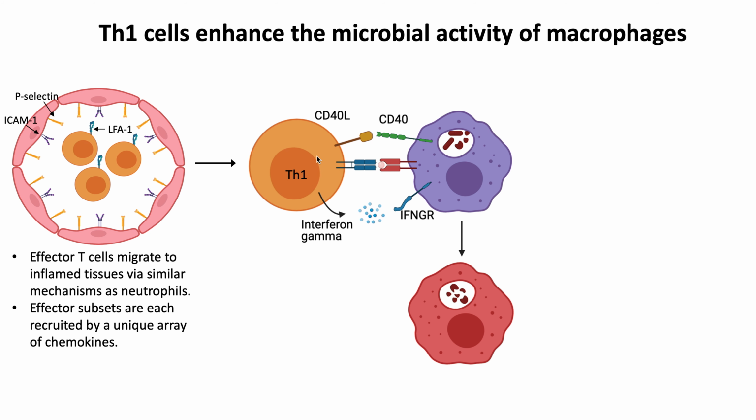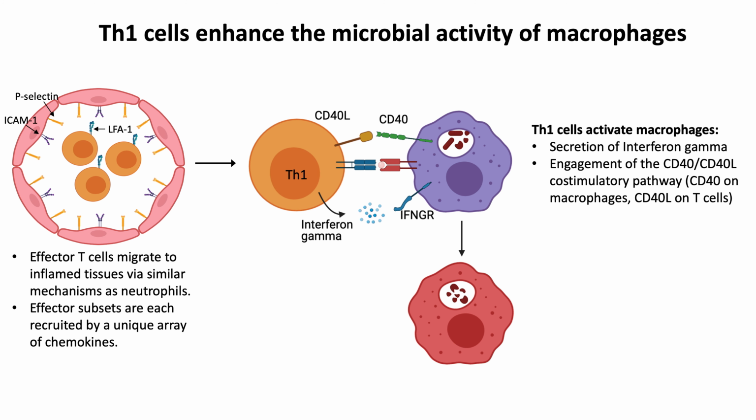When this happens, this allows Th1 cells to provide 2 key mechanisms of help to those macrophages. The first is the engagement of the CD40 co-stimulatory pathway. T cells express CD40 ligand. When this binds CD40 on the surface of macrophages, it enhances their activity. The second of those key functions that Th1 cells mediate is the secretion of interferon gamma. And interferon gamma binds to the interferon gamma receptor that's expressed on macrophages and also induces the activation of these macrophages. And so you have a good macrophage.